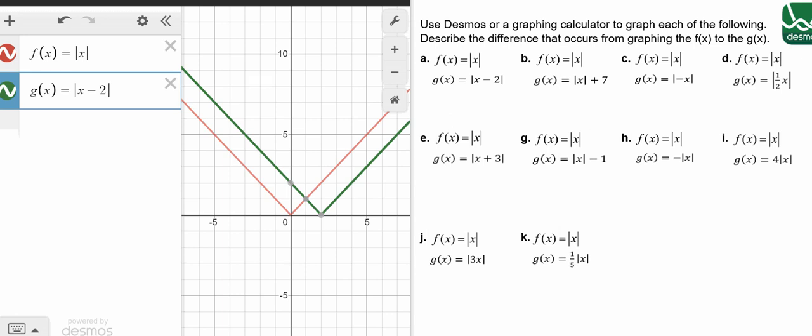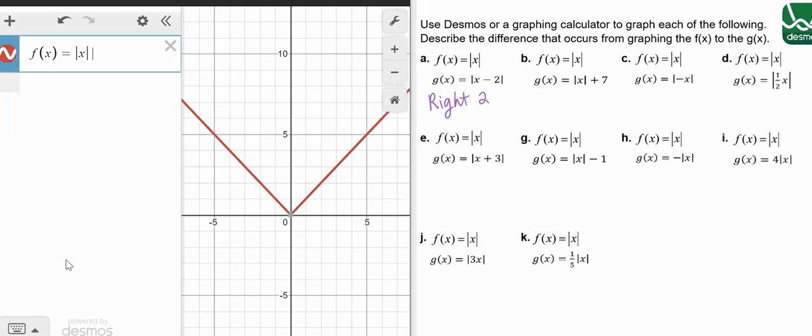the change that occurs. Now notice how the green graph has changed from the red graph. It's still the V shape, it's still the same size, it's just moved to the right 2 places. And so that's what we want to go ahead and write down here, because it has asked us to describe the difference that has occurred. So here we've moved to the right 2 places.